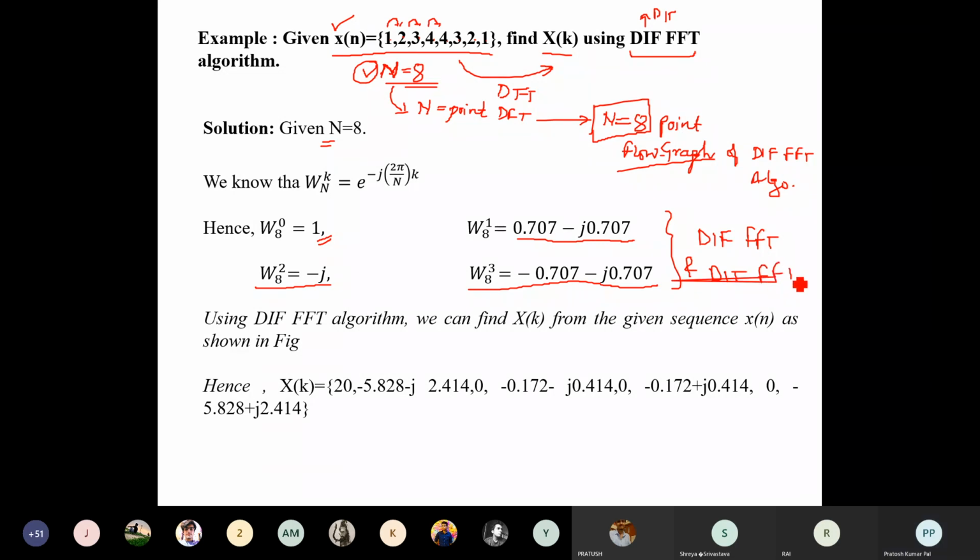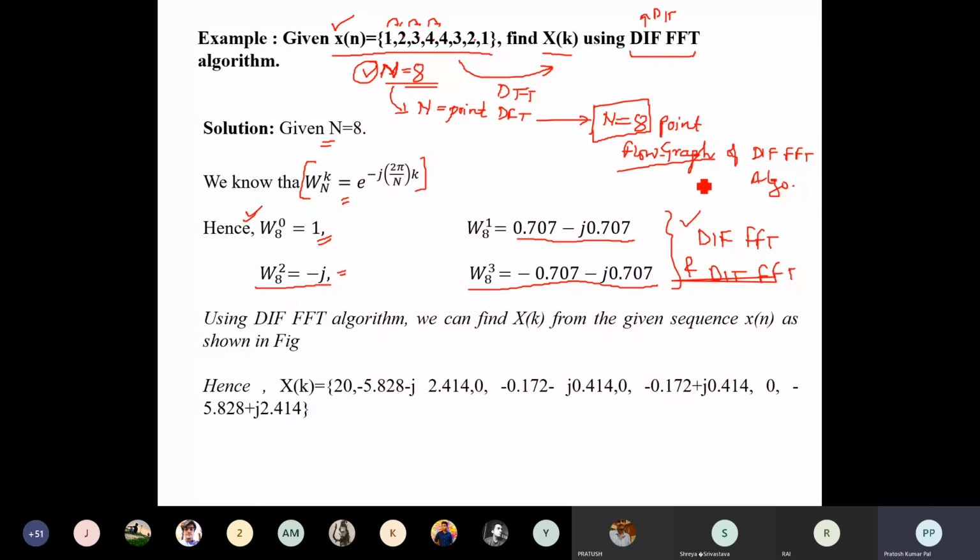Okay, so we should know the exact values of these. You can find them by calculating W8 using the formula for 0, 1, 2, 3, or if you are doing numericals frequently, then these values will be remembered by you. So there is no need to calculate if you know the exact values.